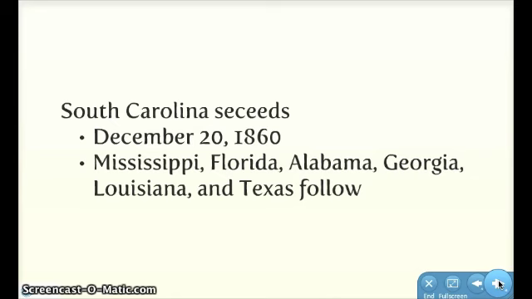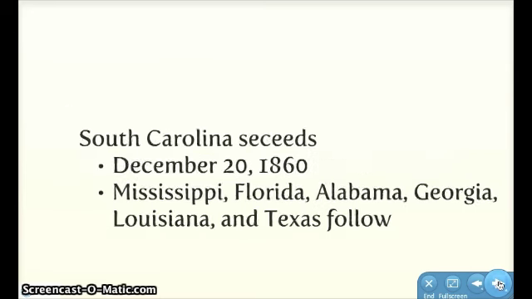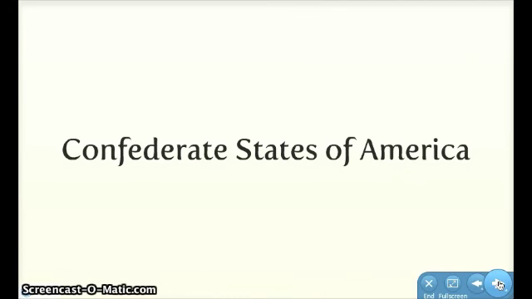As a response to this feeling of isolation, the first state to secede from the Union was South Carolina on December 20th, 1860. Mississippi, Florida, Alabama, Georgia, Louisiana, and Texas followed suit. These states that had removed themselves from the Union met in February of 1861 and formed the Confederate States of America, or as we know it, the Confederacy.